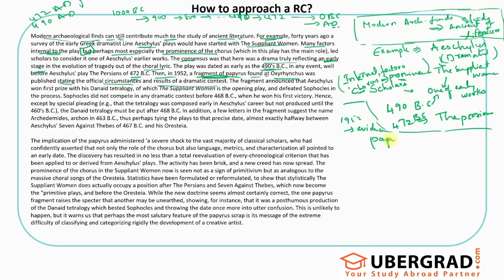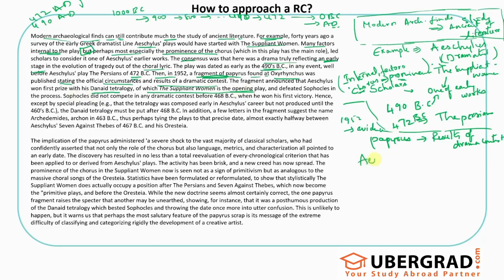So there was papyrus evidence that they got, which has basically results of a contest, the drama contest, right? That's what they have got. And the fragment announced that Achilles won the first prize with his Danaid tetralogy, of which the Suppliant Woman is the opening play. So we have been talking about the Suppliant Woman all the while. Suppliant Woman is basically part of this Danaid tetralogy.